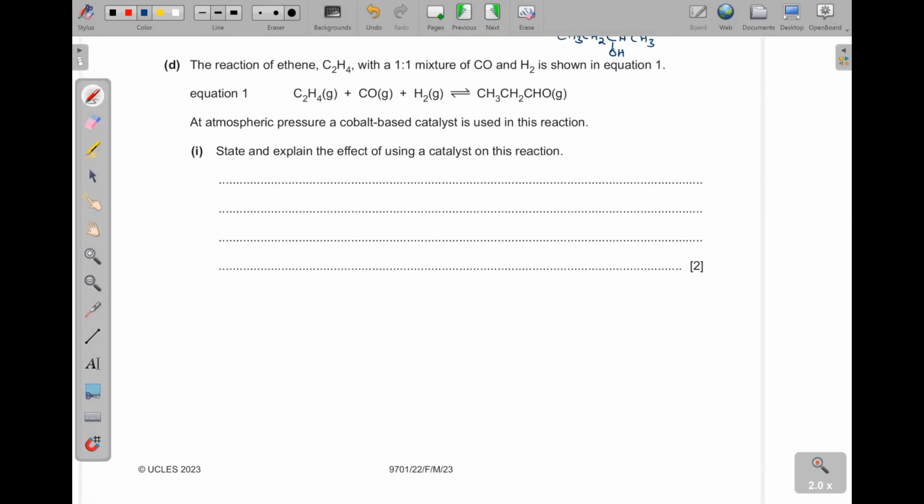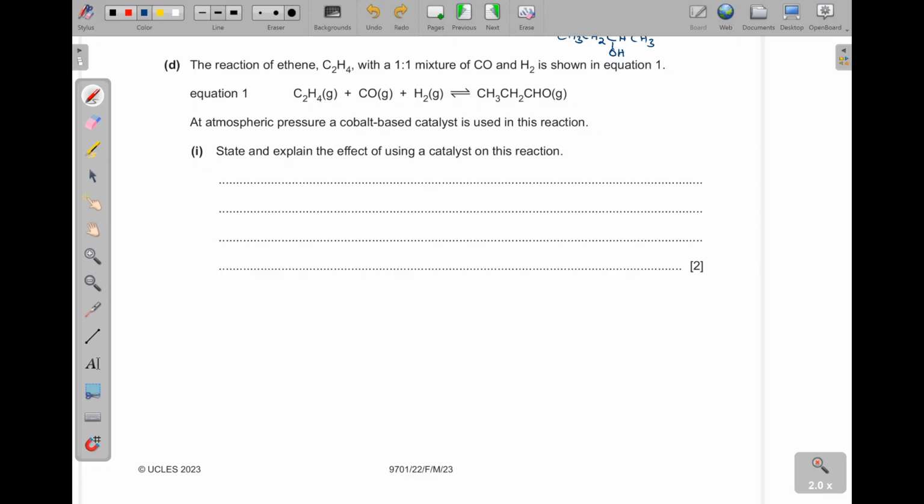Then part D, the reaction of ethene with a 1-to-1 mixture of carbon monoxide and hydrogen is shown in equation 1. Okay, this one here. And we can see that we are forming from alkene. So 2 carbons, now here they become 3, then we form propanol. At atmospheric pressure, a cobalt-based catalyst is used in this reaction. State and explain the effect of using a catalyst in the reaction.